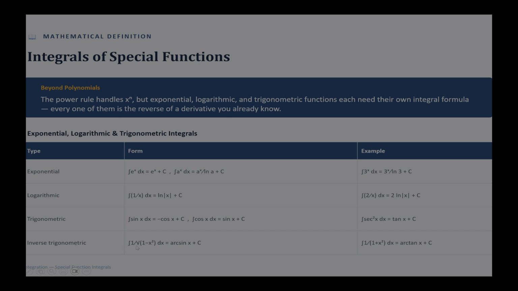Inverse trigonometry, that's a difficult one, right? The integral of 1 on the square root of 1 minus x squared dx will be arcsin x plus c. So that's the example. And 1 over 1 plus x squared will give you arctan x plus c. This is a very complicated one. The reverse, I call inverse trigonometry.